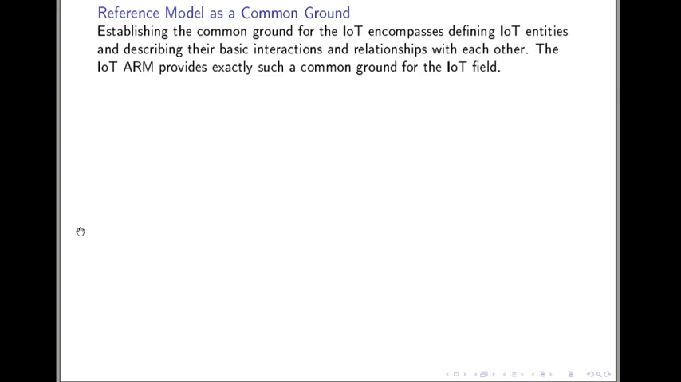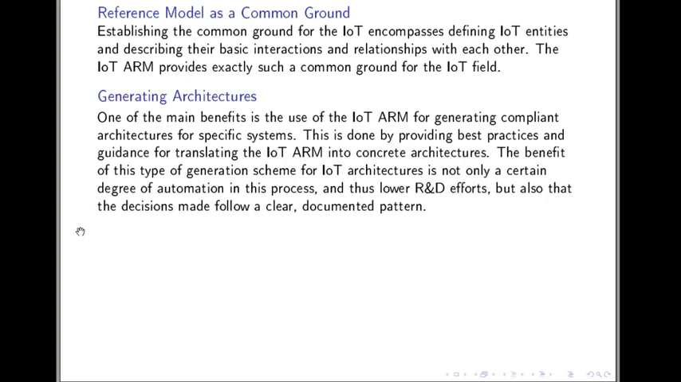So the second point is that the reference model acts as a common ground. Establishing the common ground for the IoT encompasses defining IoT entities and describing their basic interaction and relationships with each other. The IoT ARM provides exactly such a common ground for the IoT field.